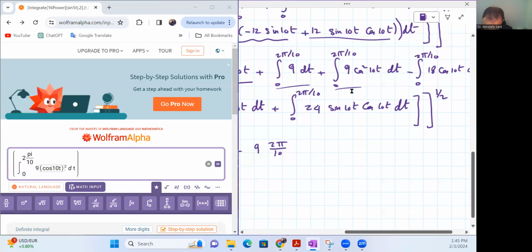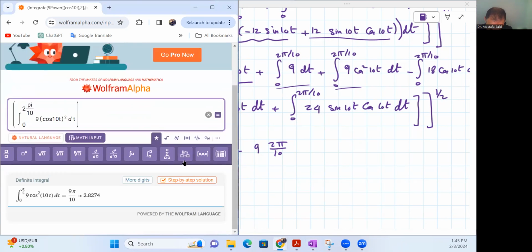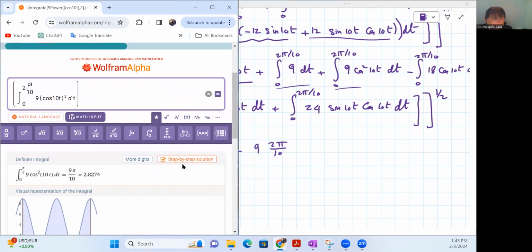So 9, okay, 9 cosine 10t. Of course, cosine squared 10t is cosine 10t whole square. dt and 2 pi over 10. That should be correct. Okay, 9 pi over 10 plus 9 pi over 10.